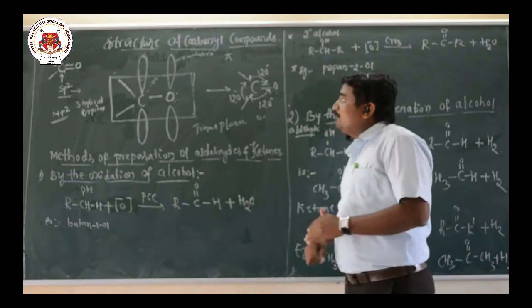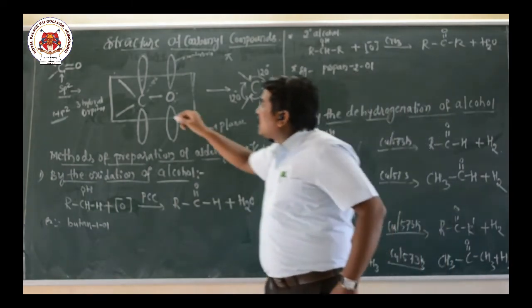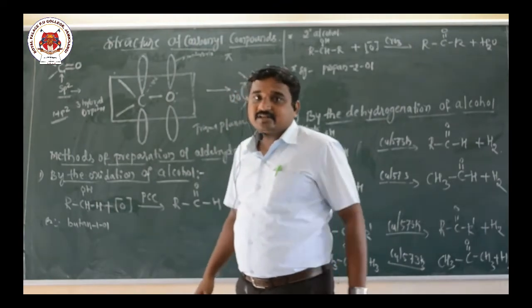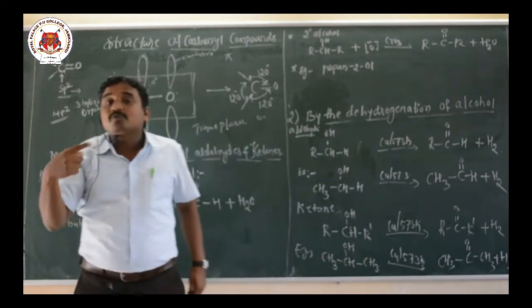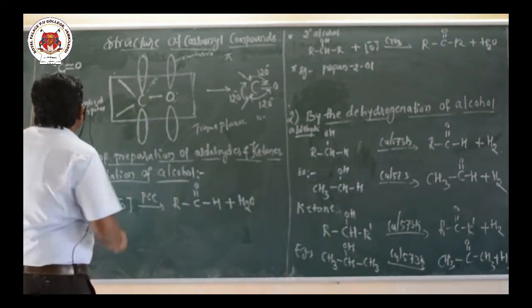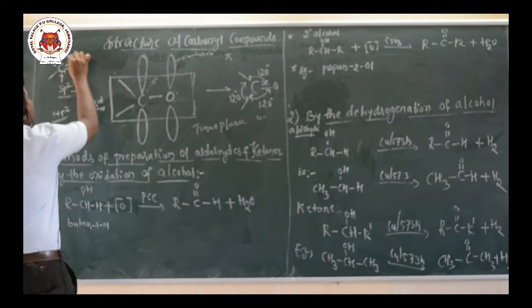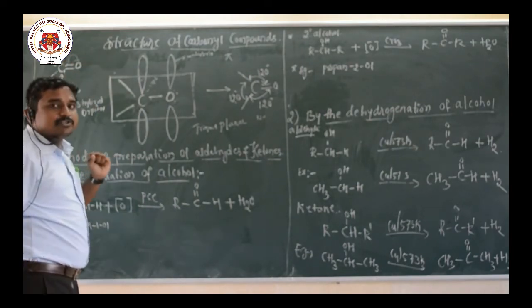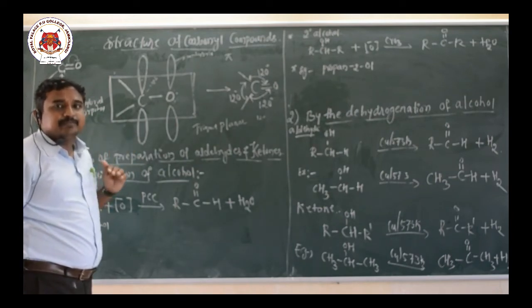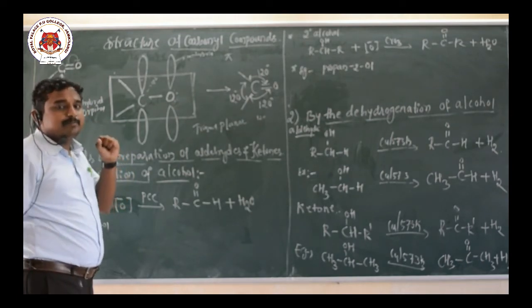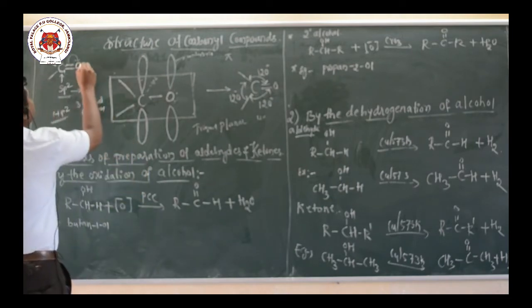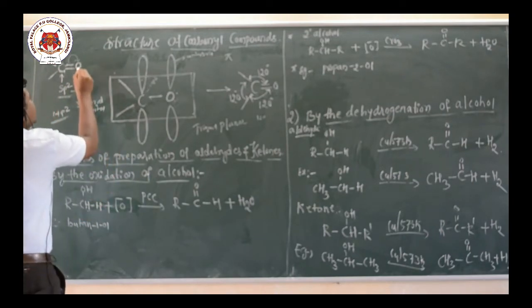So this is about the structure of the carbonyl compound. One more thing: the carbonyl carbon is electrophilic in nature, because the oxygen atom is more electronegative than the carbon. Oxygen draws electrons towards itself. Electronegativity means the ability of an atom to attract the shared pair of electrons towards itself. Hence oxygen withdraws electrons towards itself and takes a partial negative charge.